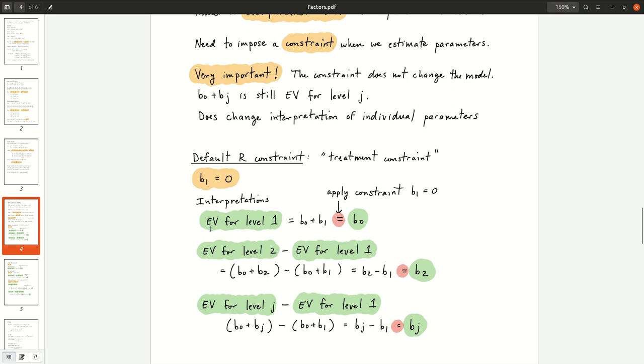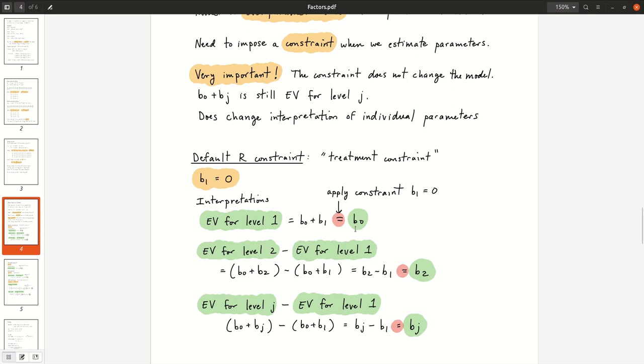So let's start with a simple one. If we write down the expected value for level 1, remember, let's return to our anchor: this is B0 plus B1. That's all I'm writing here. And then I'm going to color code this. If I put an equal sign in red, that means I'm applying the specific constraint. So if I take B0 plus B1 and I apply the constraint that B1 equals 0, I get B0.